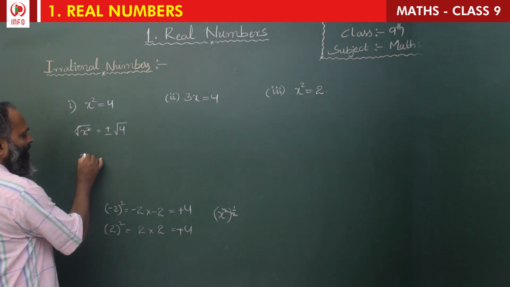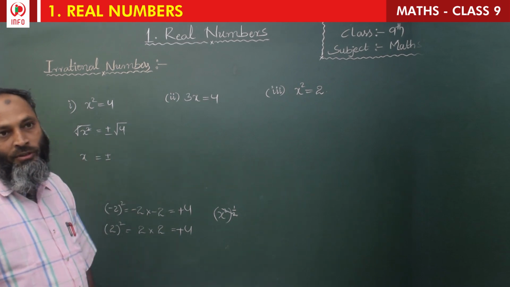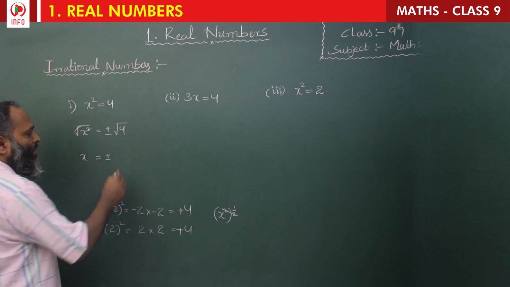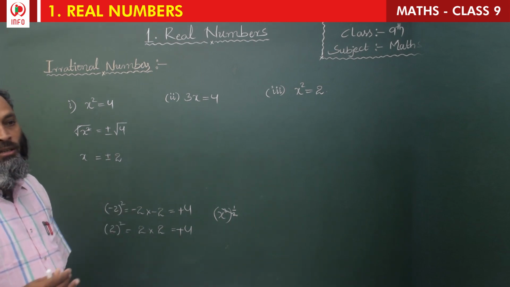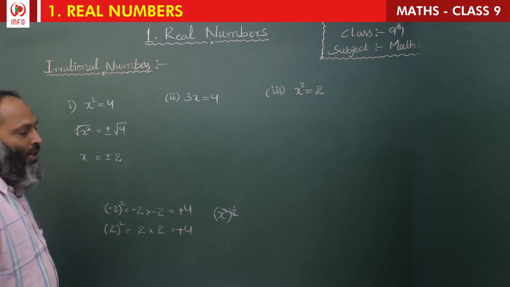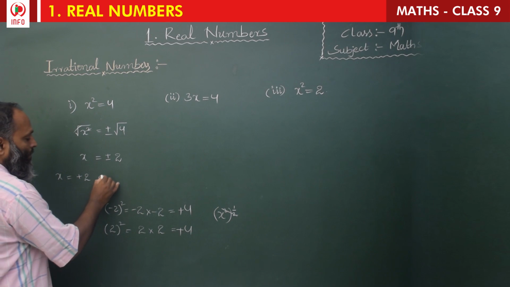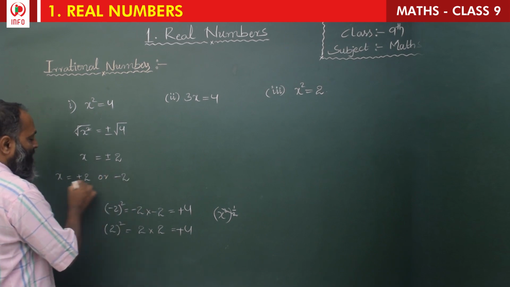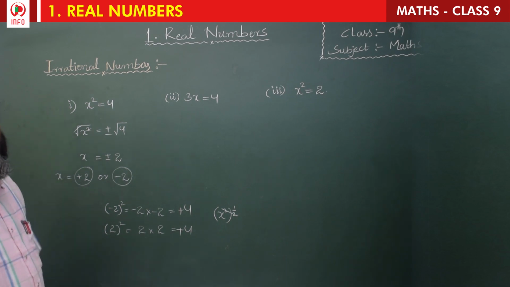Then x is equal to plus or minus square root of 4. Square root of 4 is 2. So that is plus or minus 2. It means x is equal to plus 2 or minus 2. So what are our x values? Plus 2 or minus 2.